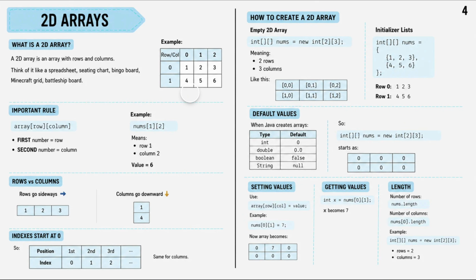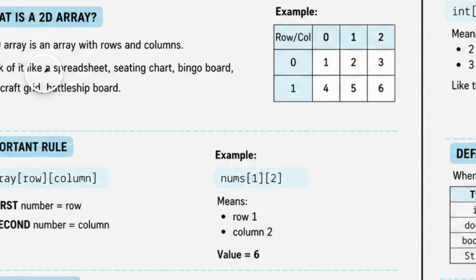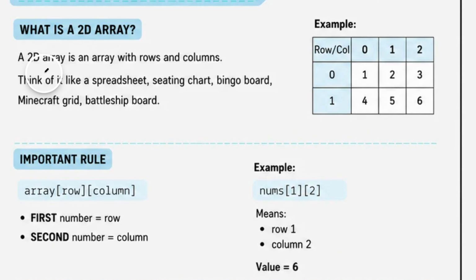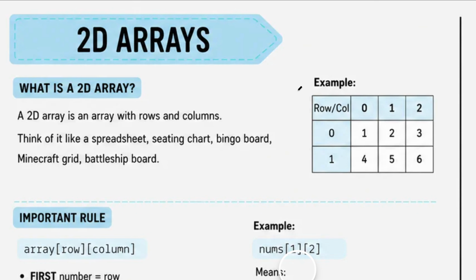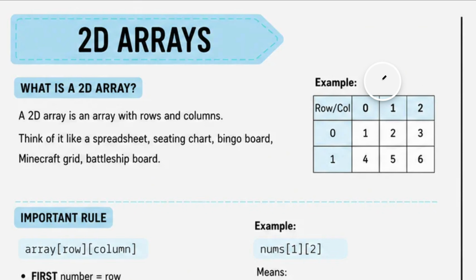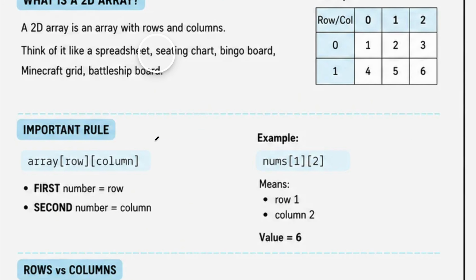Next, we have 2D arrays. 2D arrays and arrays are similar. ArrayLists are a bit different to both of them. A 2D array is basically an array with rows and columns. Something I get wrong all the time is rows and columns. So rows go sideways and columns go down. So think of a spreadsheet or something like that.